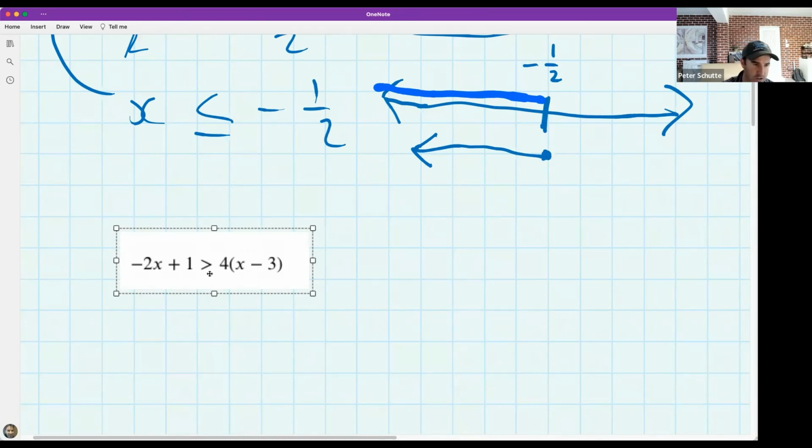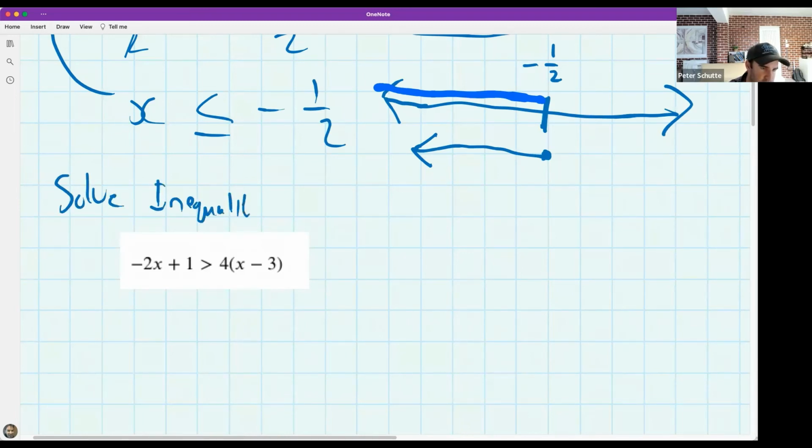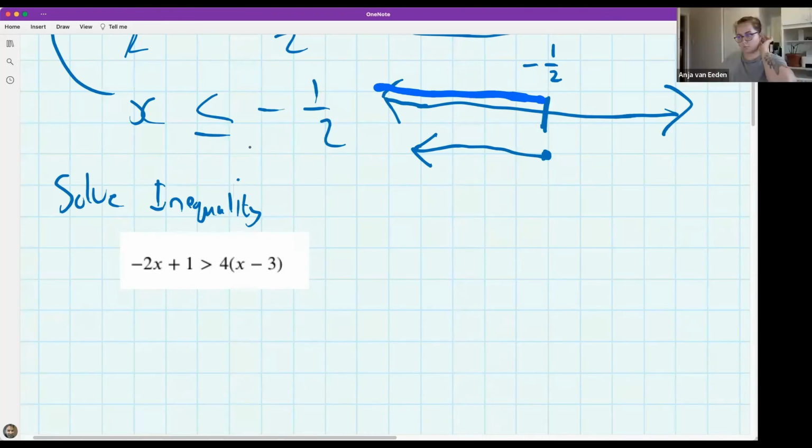The question is to solve this inequality and then represent your answer on the number line. See what you can do. See what you get. And then I will come along and then we will finish.